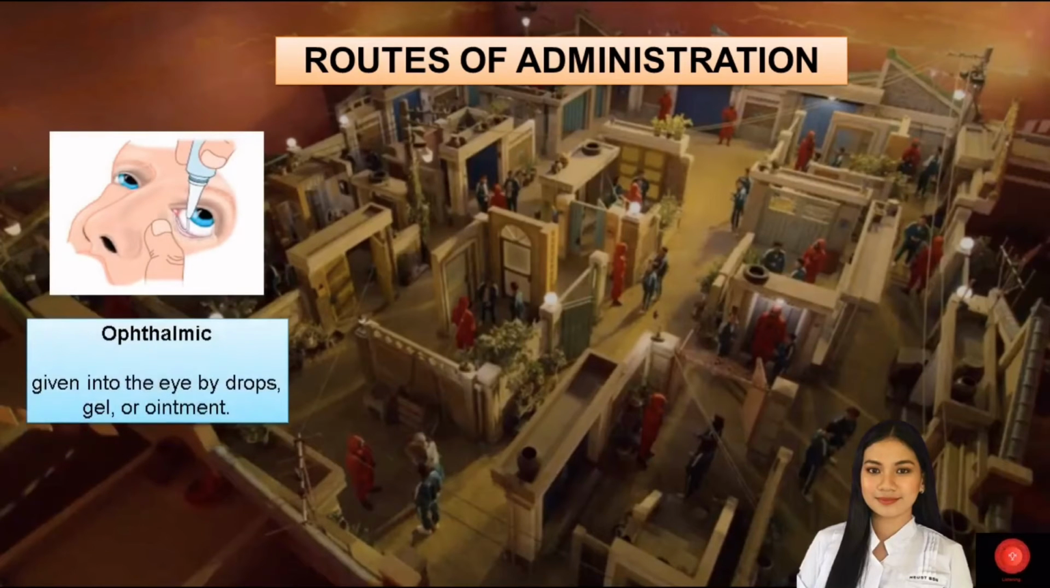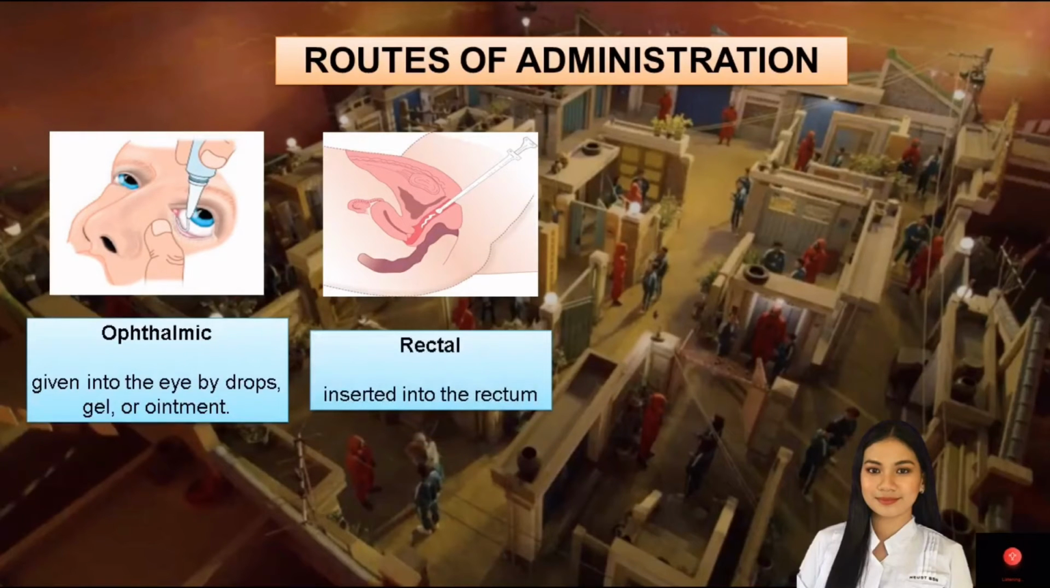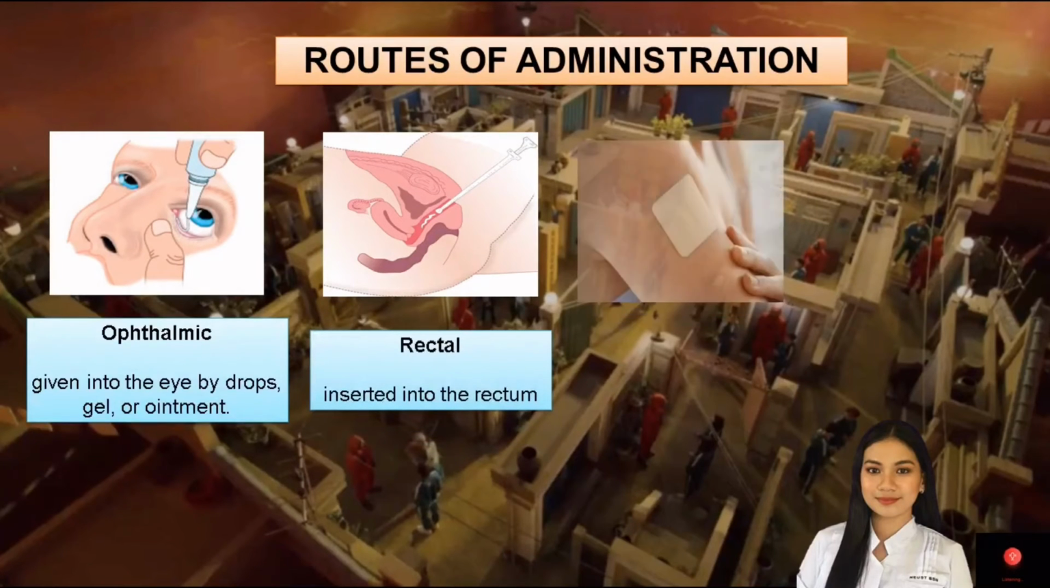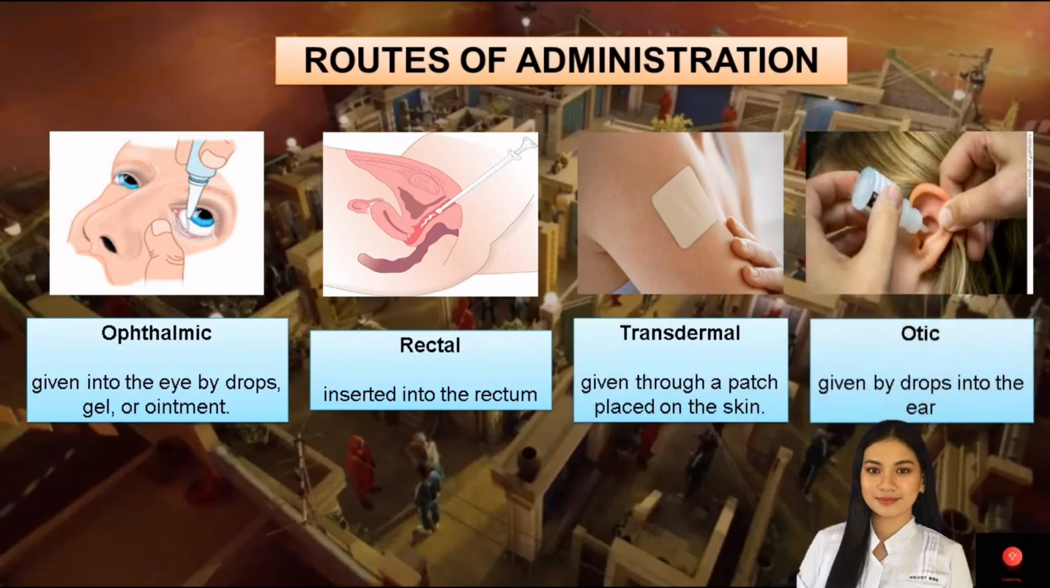Ophthalmic, given into the eye by drops, gel, or ointment. Rectal, inserted into the rectum. Transdermal, given through a patch placed on the skin. And lastly, otic, given by drops into the ear.